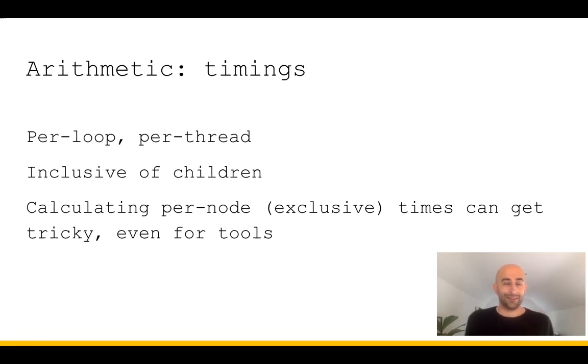Great, so I left the fun one till last. This is the last one on the arithmetic front. But yeah, timings, so this is specifically per operation timings. So you do get at each level the time inclusive of children, that you sometimes need to multiply by loops. But we're also going to look at when simple subtraction doesn't always work.